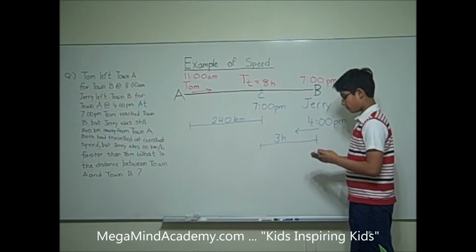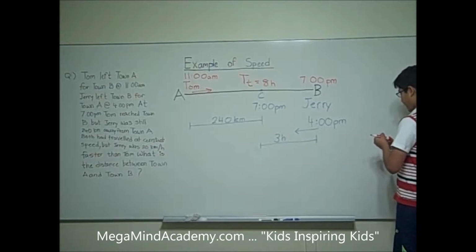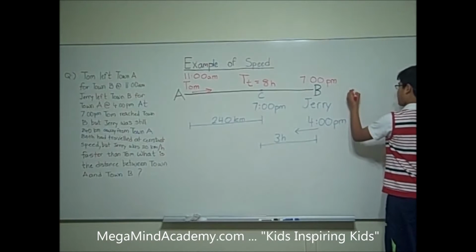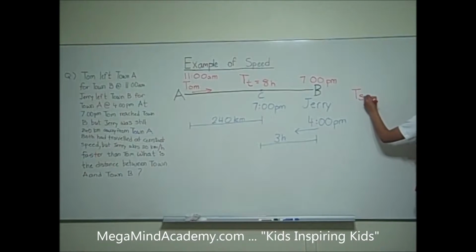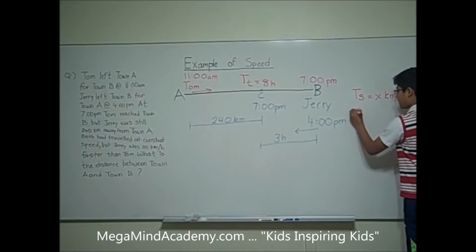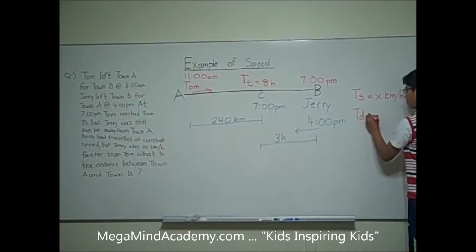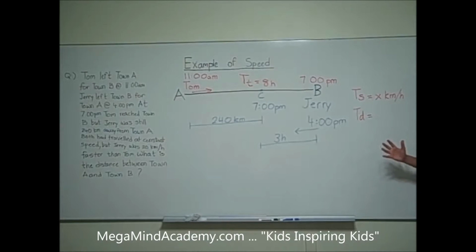Now, let's say that Tom's speed, TS, T for Tom, S for speed, is equal to x kilometers per hour. So in 3 hours, how much distance will Tom have traveled? The distance that Tom traveled in 3 hours is going to be 3x kilometers.